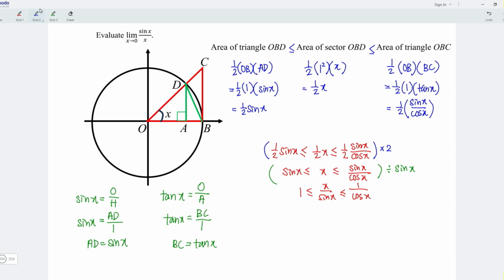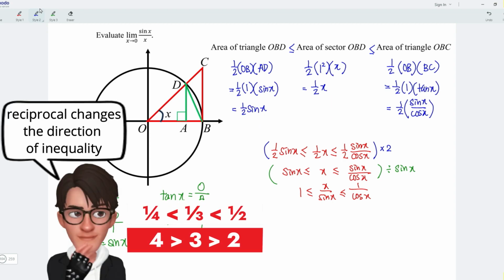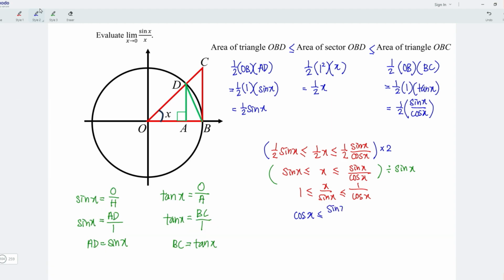Since our intention is to determine the limit for the function sin x over x instead of x over sin x, we should take the reciprocal of this function, and thus the inequality should become cos x is less than or equal to sin x over x is less than or equal to 1.